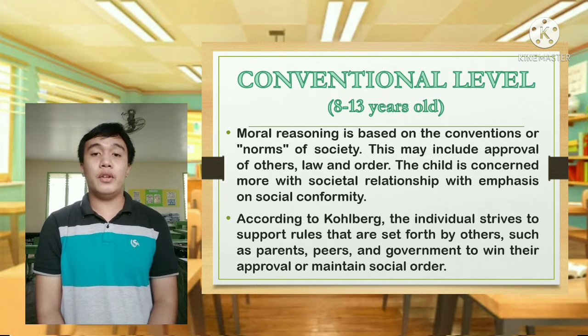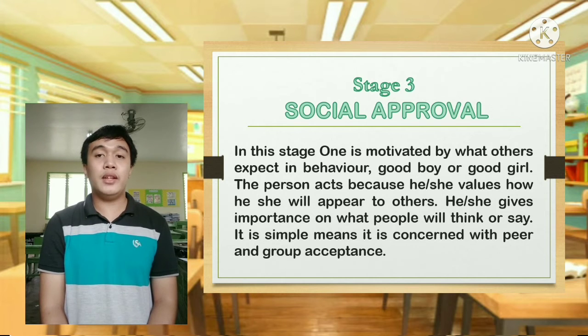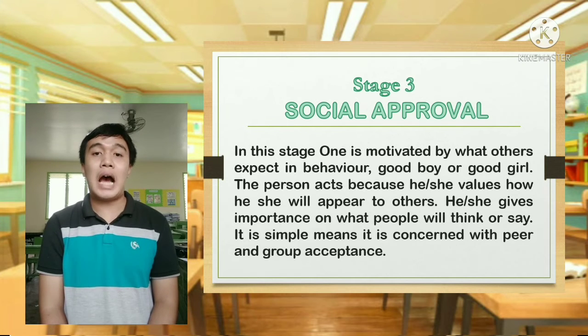Under the conventional level, we have the third and fourth stages. The third stage is social approval. In this stage, one is motivated by what others expect in behavior. Good boy or good girl. The person acts because he or she values how he or she will appear to others. He or she gives importance to what people think or say. In simple terms, it is concerned with peer and group acceptance.